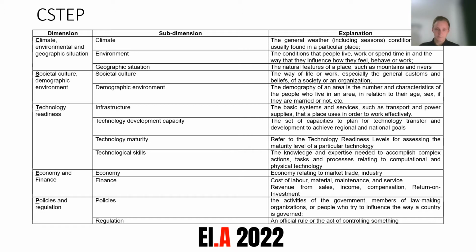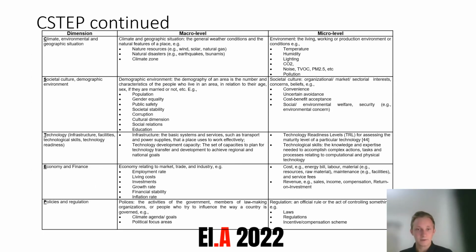So just to give a short recap on the C-STEP dimensions, we had the climate, environment, and geographic situation for the C; for the S, the societal, culture, and demographic environment; T is the technology readiness; E is economy and finance; and P is policies and regulations. We can go into more detail, but you can read our earlier work on that part. The C-STEP dimensions also consider the macro and the micro levels of the individual dimension.